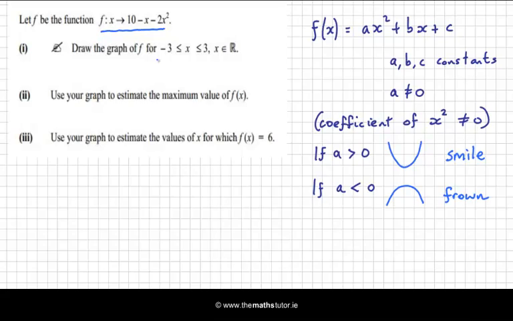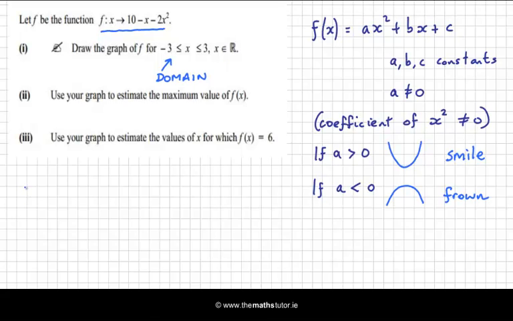Now we're asked to graph this in the domain, so this is our domain, in the domain from minus 3 to 3, where x is an element of reals. Now that just means that x can take any value along the real number line, and we only in practice need to sub in the whole number values, minus 3, minus 2, minus 1 and on up to 3. So let's do that first and foremost.